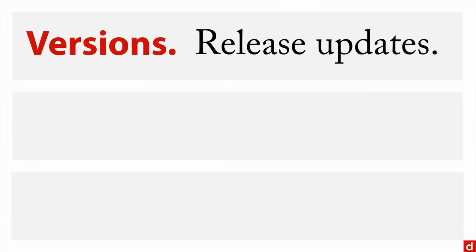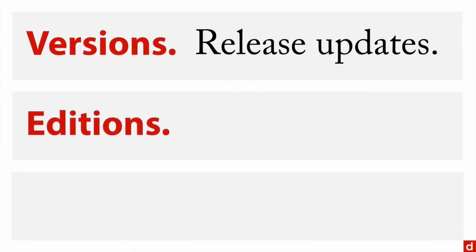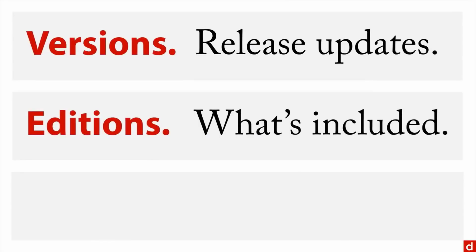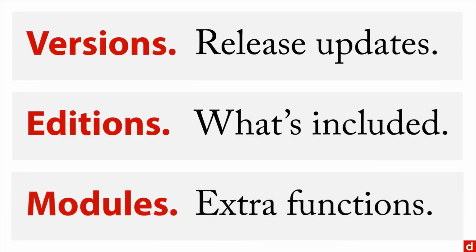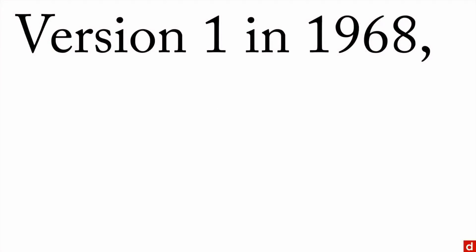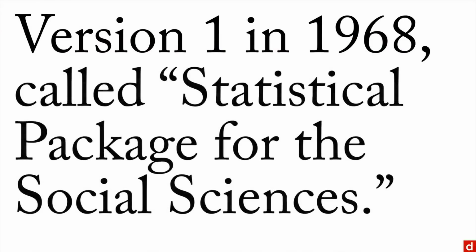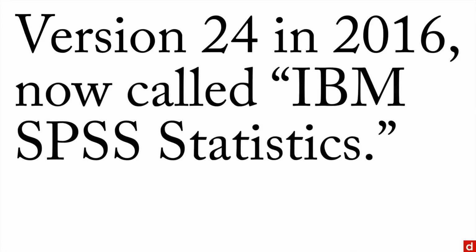So the things we're going to talk about are versions. Those are the release updates, version 1, version 2. Editions, those vary according to what's included in a particular purchase. And modules are extra functions that you can get to add on to the abilities of SPSS. We'll start by talking about versions. Version 1 came out in 1968, and at that point it was called Statistical Package for the Social Sciences, SPSS. Version 24 came out in 2016, and now it's called IBM SPSS Statistics. They act like SPSS doesn't stand for anything.